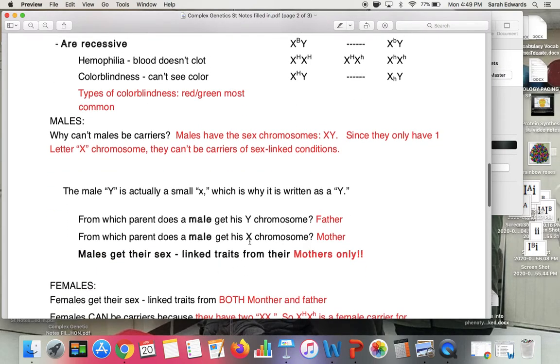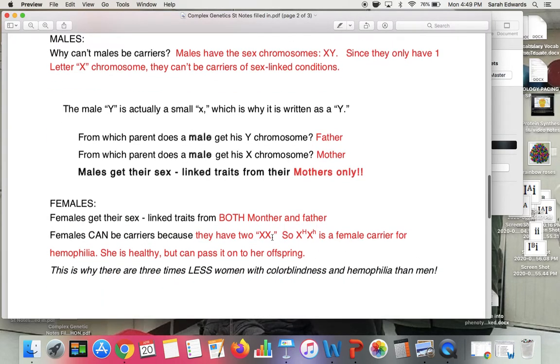We've already covered this. Males, you get your Y from your daddy, your X from your mama. So your sex-linked traits, color blindness, hemophilia, you get from your mothers only. Ladies, since we have two X's, we have to get a sex-linked recessive condition from both our parents in order to be able to get them.